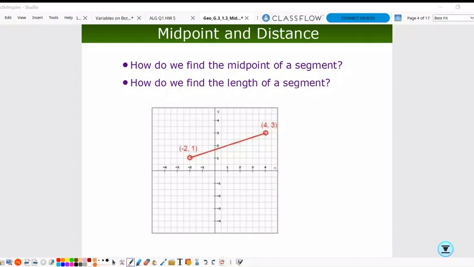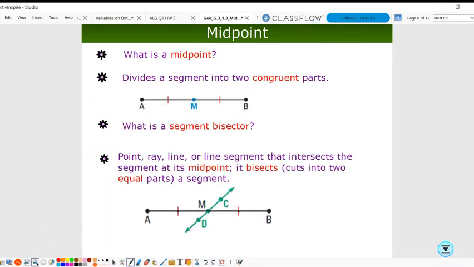Today we're continuing with our geometry basics and we're looking at how to find the midpoint and distance of a line segment. This can be tricky when we're dealing with a line segment that's on the diagonal. So we'll take a look.